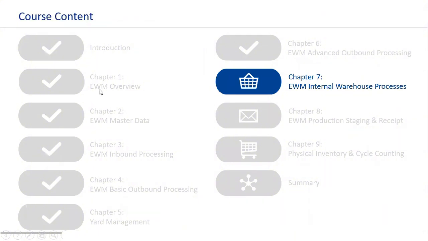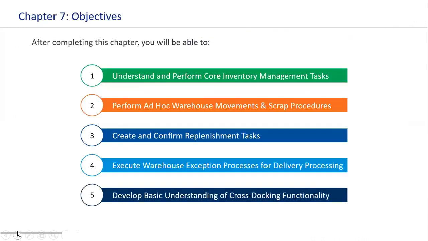So now we are at chapter 7. So this is the EWM internal warehouse processes. So activities you'd be carrying out within the warehouse that aren't to do with inbound and outbound processes. So this chapter should hopefully help us understand and perform core inventory management tasks, perform ad hoc warehouse movement and scrap procedures, create and confirm replenishment, execute the warehouse exception process for delivery processing, and develop a basic understanding of cross-dock functionality.